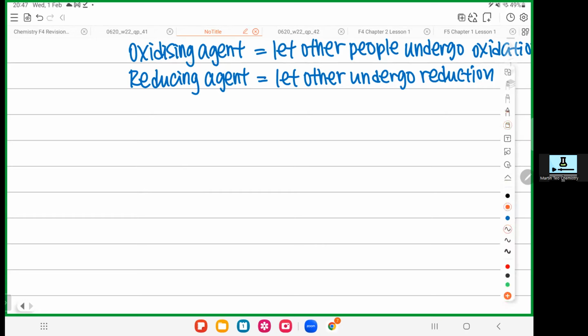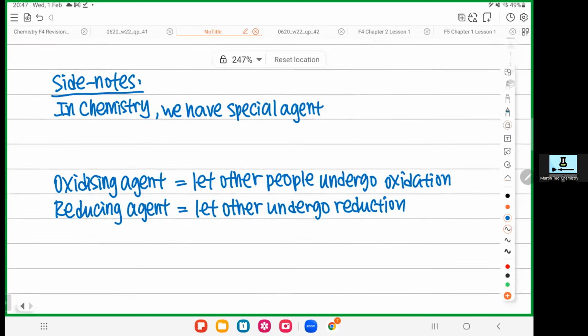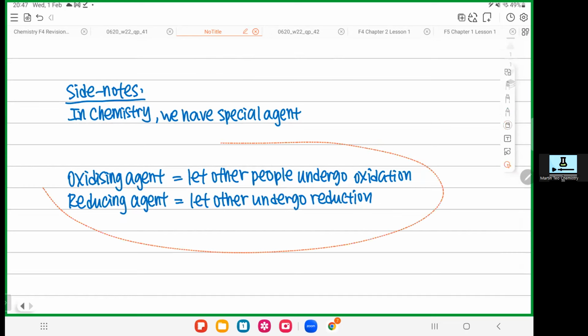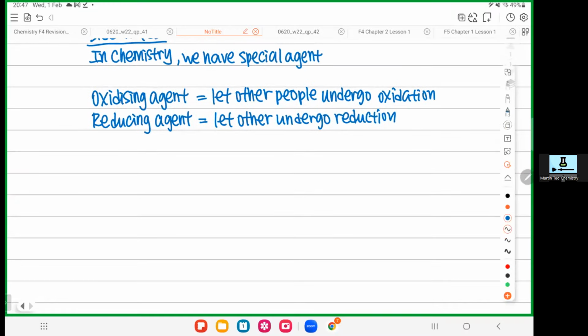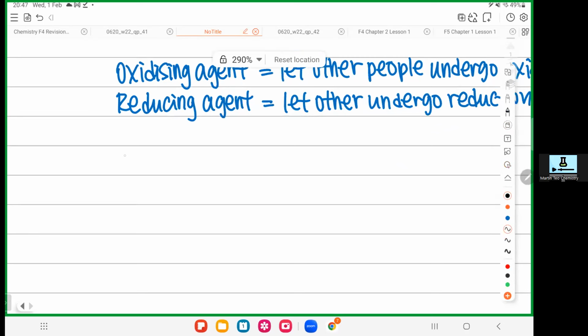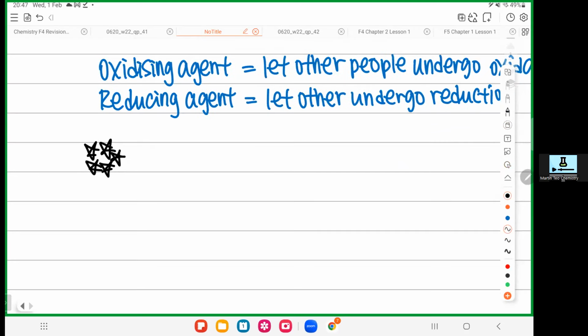Okay, now the next thing. How on earth can we know the substance is an oxidizing or reducing agent? This will be very, very tricky already. Okay, so I put 5-star here so that you know how important it is. Not 1-star, not 2-star, not 3-star, 5-star. So this concept is very important. So listen carefully.